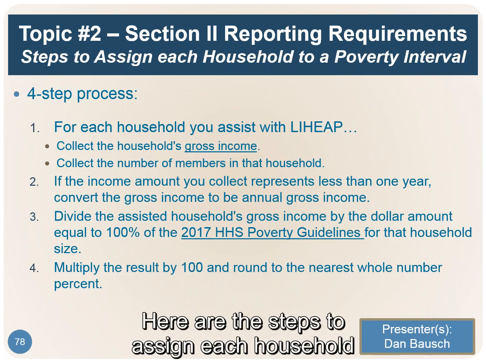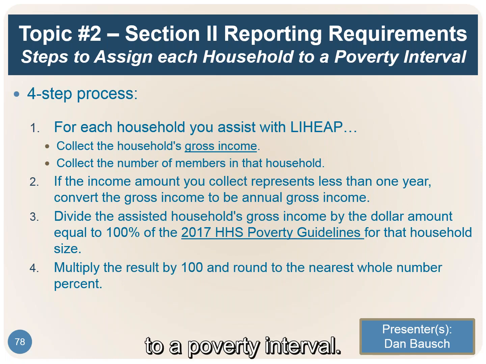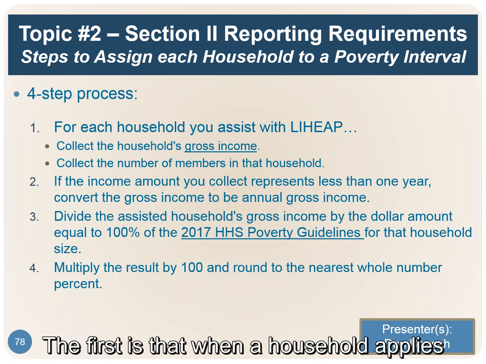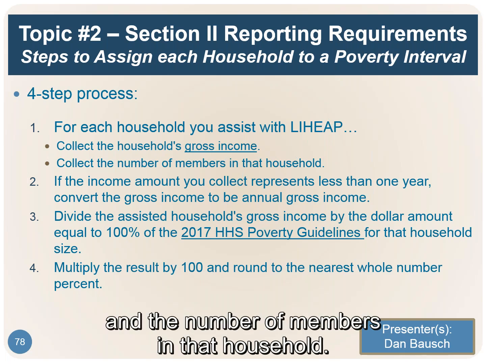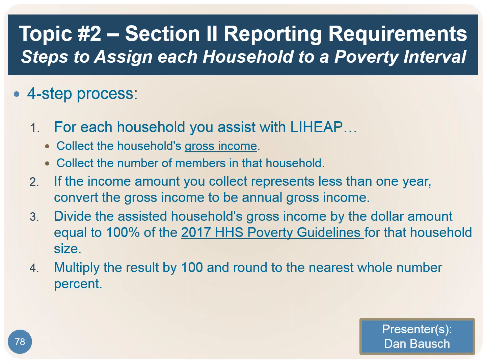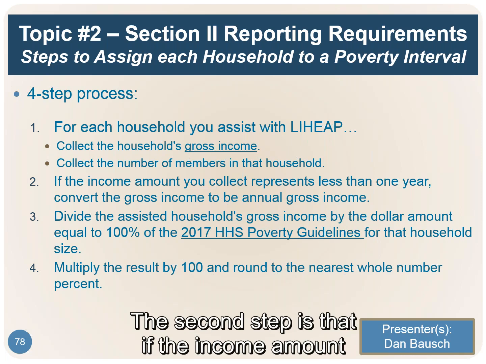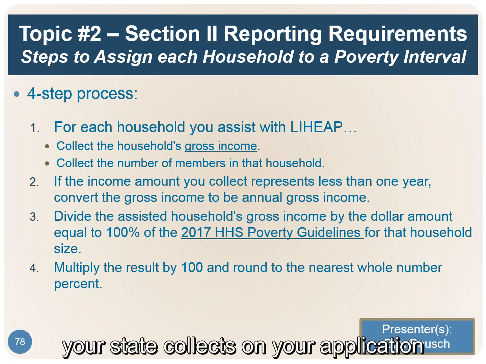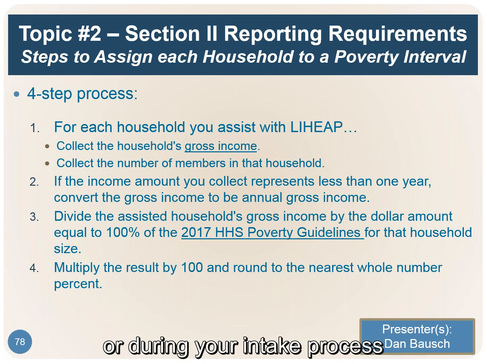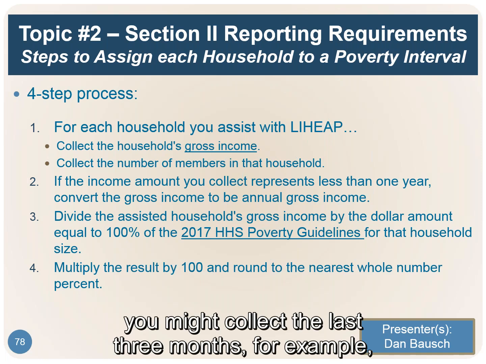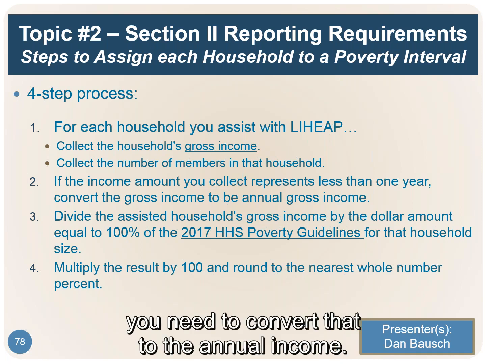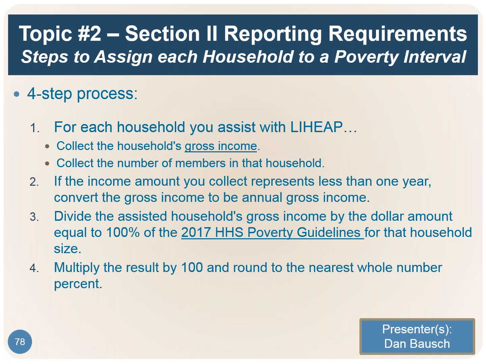So here are the steps to assign each household to a poverty interval. There's 4 basic steps. The first is that when a household applies, you need to collect their household income and the number of members in that household. The second step is that if the income amount your state collects on your application or during your intake process is for a period less than a year, you might collect the last 3 months, for example, you need to convert that to be annual income.